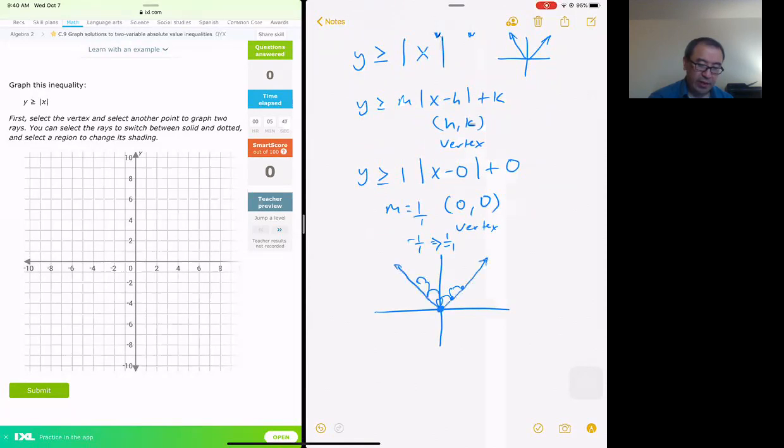Now, just to verify this, because this is an inequality greater than or equal to, is this going to be a solid line or dotted line? So it's solid, because it's greater than or equal to. We have that equal sign. If it wasn't solid, if it was just greater than, we would graph the line as a dotted line.